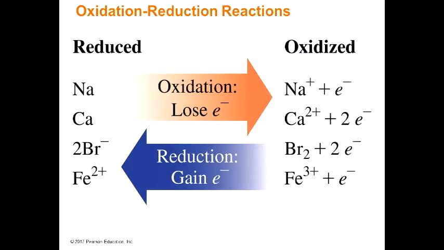So here we show you some examples. Sodium, oxidation, lose an electron. Calcium, 2 electrons. Does everyone see why 2? It takes 2 to go back to noble. Count on the periodic table again. Don't try to memorize this stuff. Just look at the periodic table wherever calcium is. 1, 2. Okay?